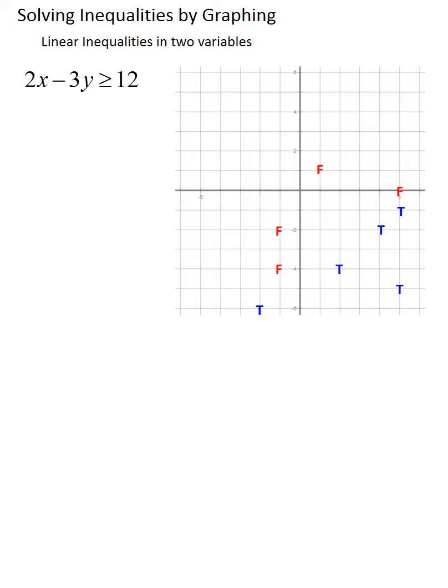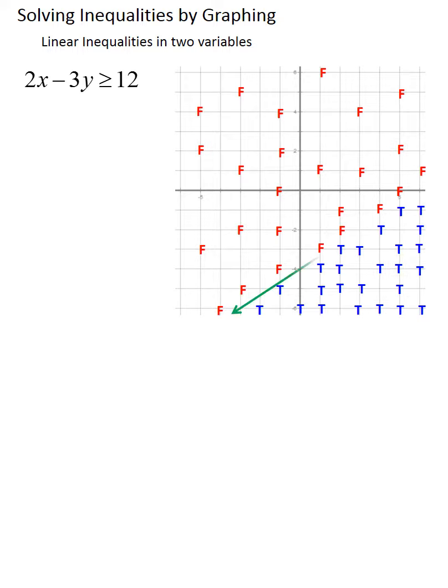Now, what if we were to continue this procedure and continue to try points over and over and over again? Well, first of all, imagine how tedious this would be, which is why I'm not recommending it. But it's still important to understand that if we were to continue to try this process over and over, some points would be true and some points would be false. But what's interesting is that all the true points tend to congregate together, as do all the false points.